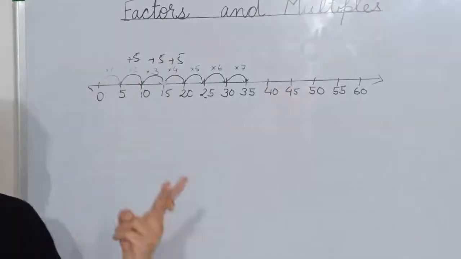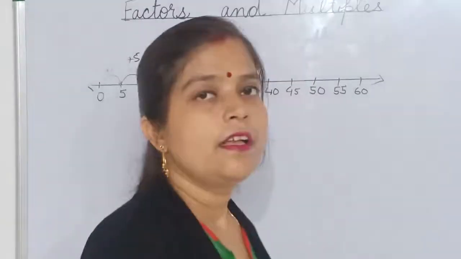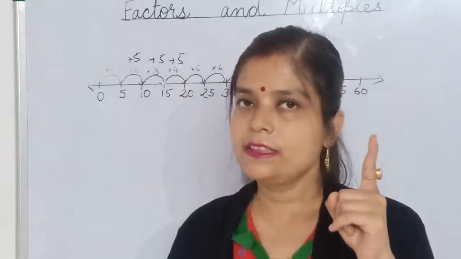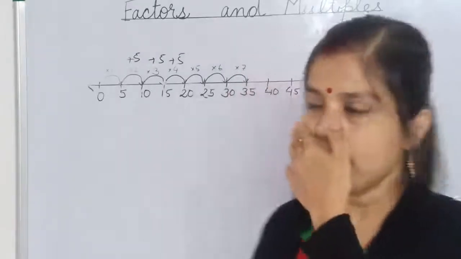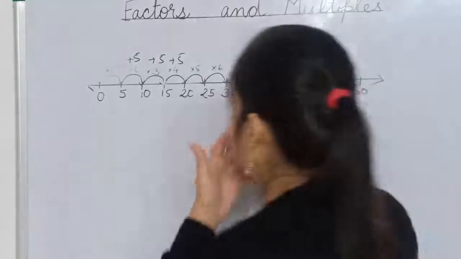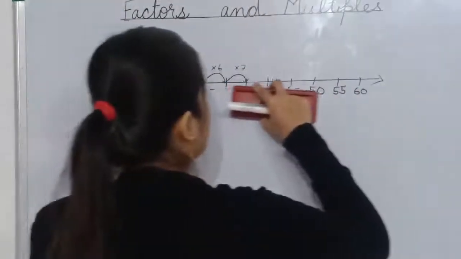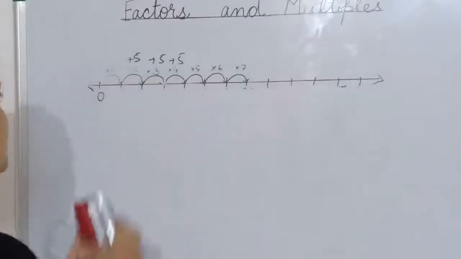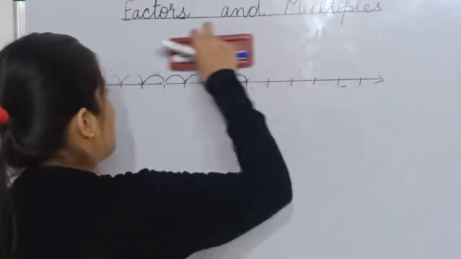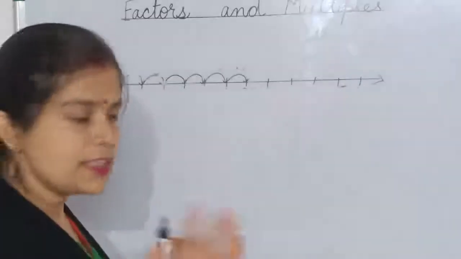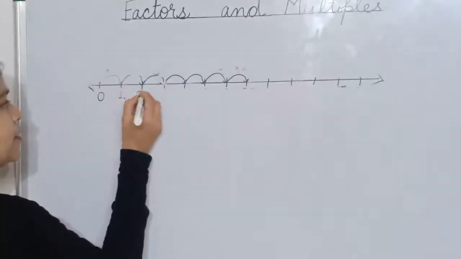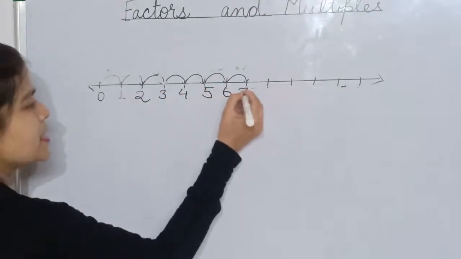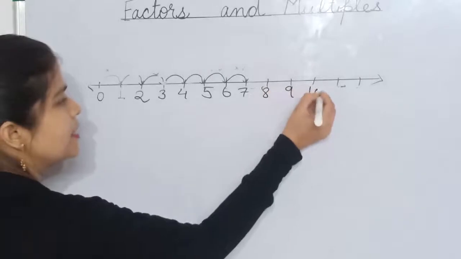Now, one fact I am going to say here. Every number has factor 1. Is it true or not? True. Because when you are drawing the number line, instead of jumping by 5, you jump by 1. You will get each number then. When you are jumping by one step, we are getting here 1, 2, 3, 4, 5, 6, 7, 8, 9, 10. You can see here, 11.